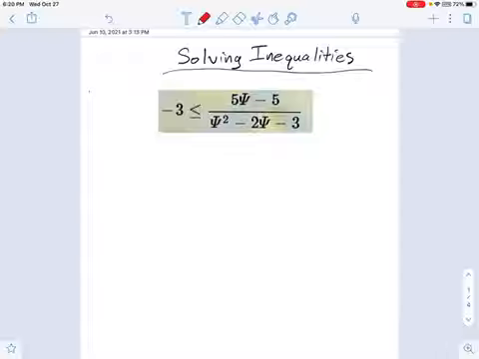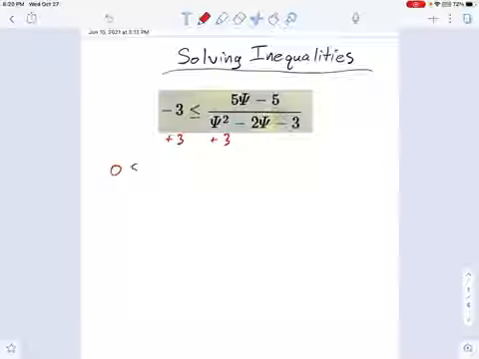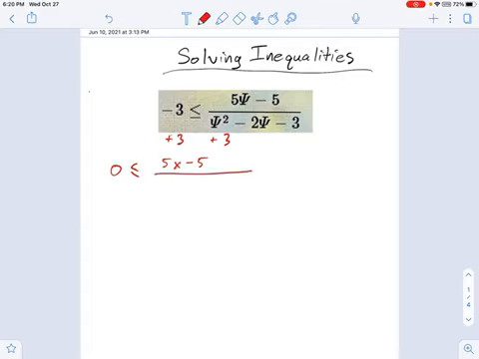And to do that, we need to add 3 to each side. Just to start off, we're going to get 0 on one side. Things get a lot easier when we do that. So here's what we have. 0 is less than or equal to 5. I'm going to change these to x's. It's going to be 5x minus 5 over x squared.